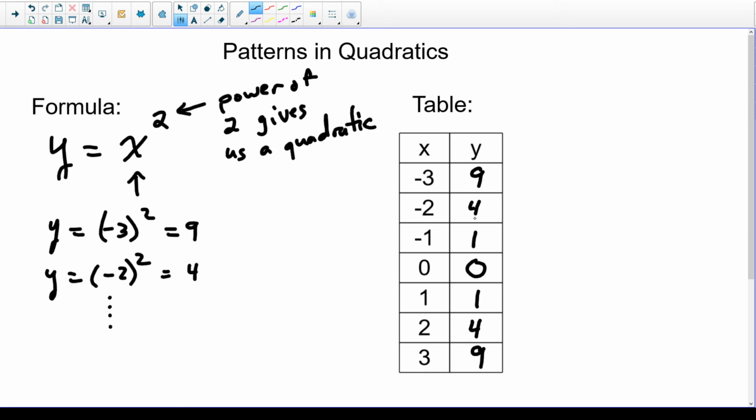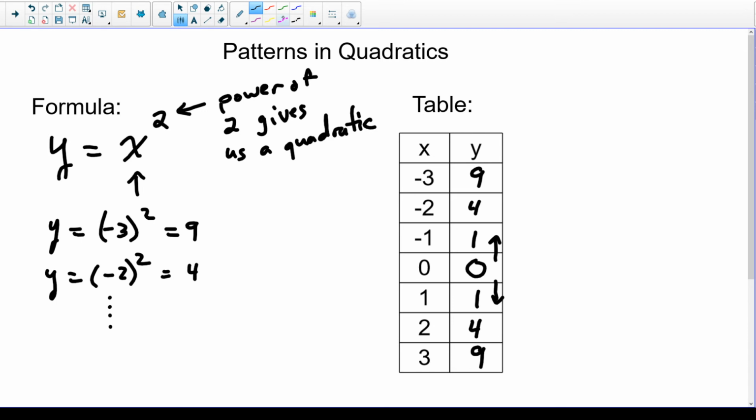Now you can see some very interesting things happening here. Okay, going backwards from 0 into the negative numbers, we get the exact same values for y as if we go forward from 0 into the positive numbers for our x values. Okay, so the y values are symmetrical around the 0. All right, so if I went to 4, I'd get 16. If I went to negative 4, I would get 16. Okay, so I know that they're going to be the exact same numbers around this 0 point.